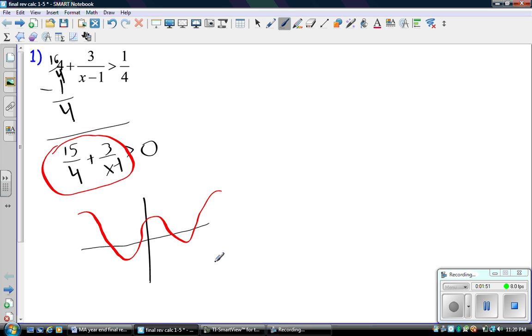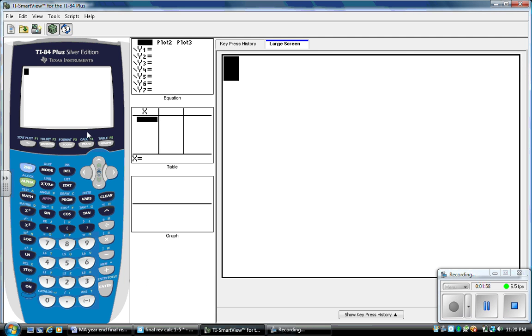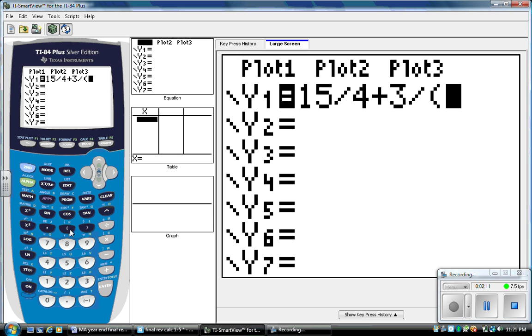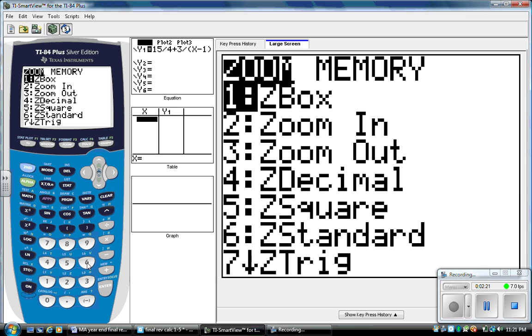So again, you have a trusty calculator for this. So in my y plot, 15 over 4 plus 3 over, and put this in parentheses or whatever you got to do to make sure that this is in the denominator, x minus 1. And I'll go ahead and do zoom standard just to give myself a starting point.